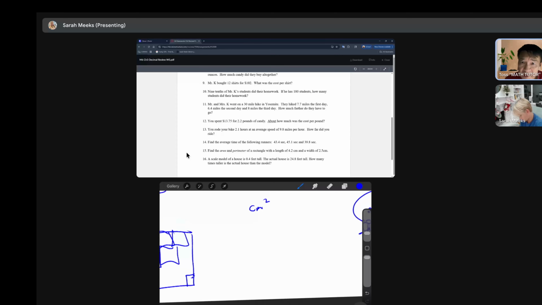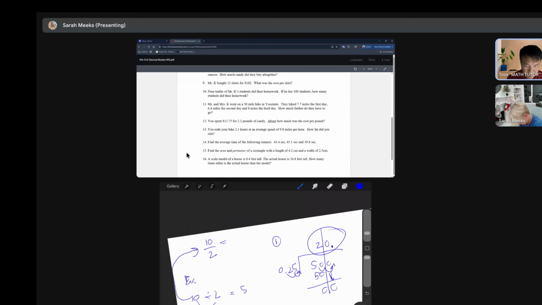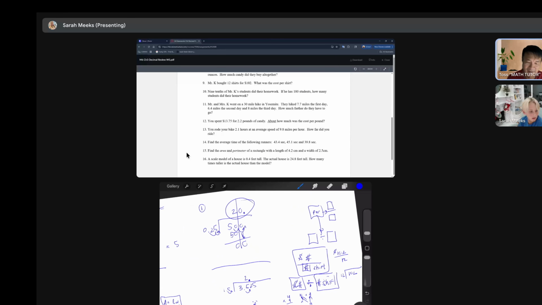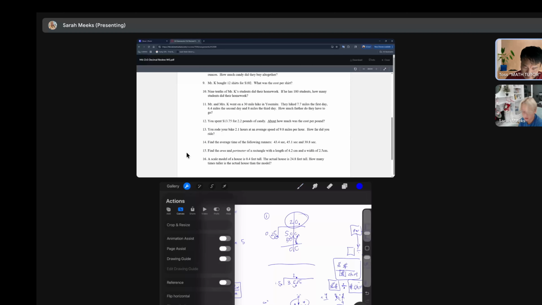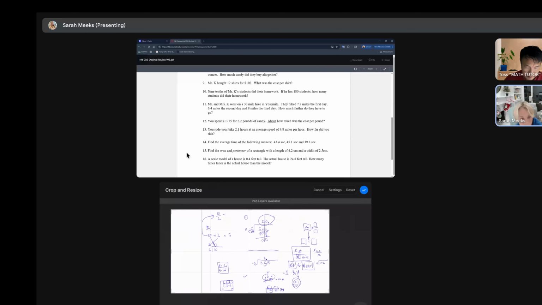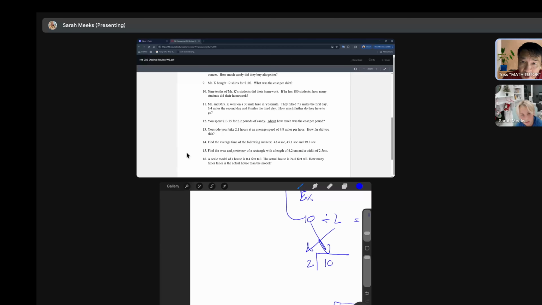A scale model. Okay, this one is pretty fancy. Let me find a space. I don't want to erase it, but let me see. Number 16. A scale model of a house is... it looks hard, but it's not that hard. It is this many feet tall.